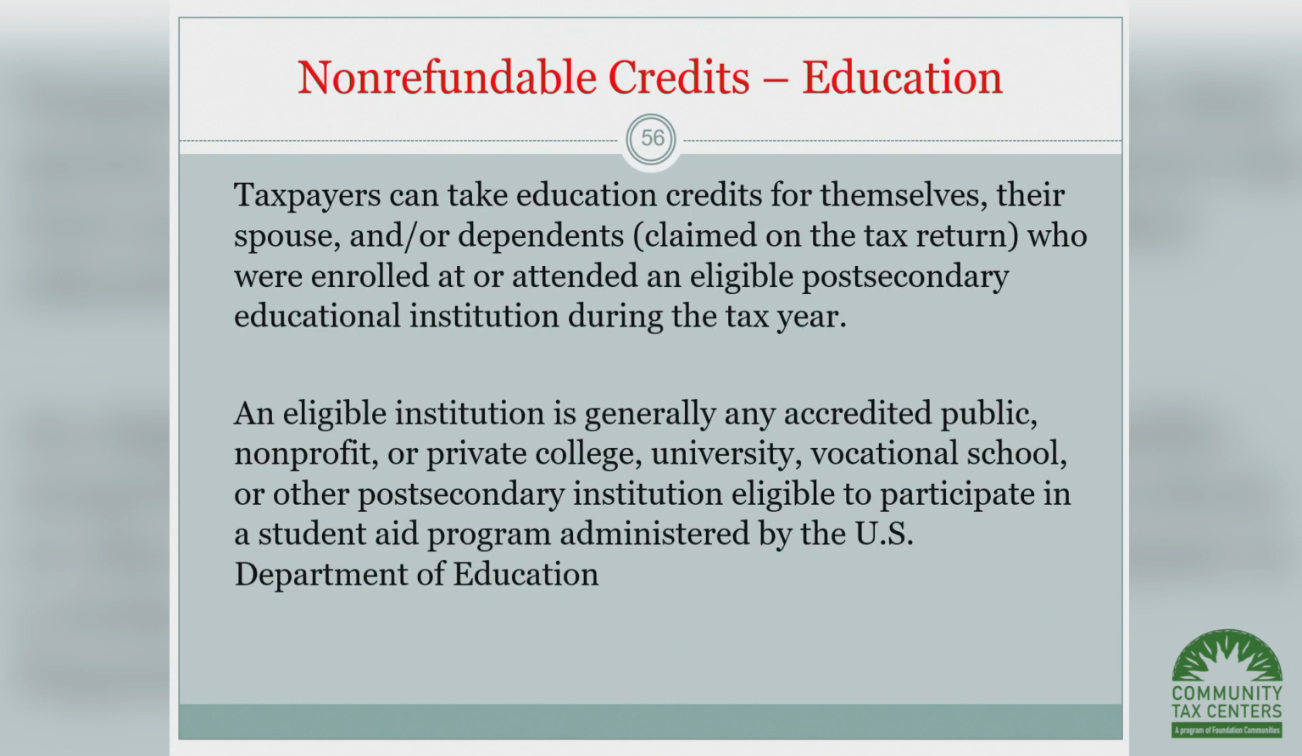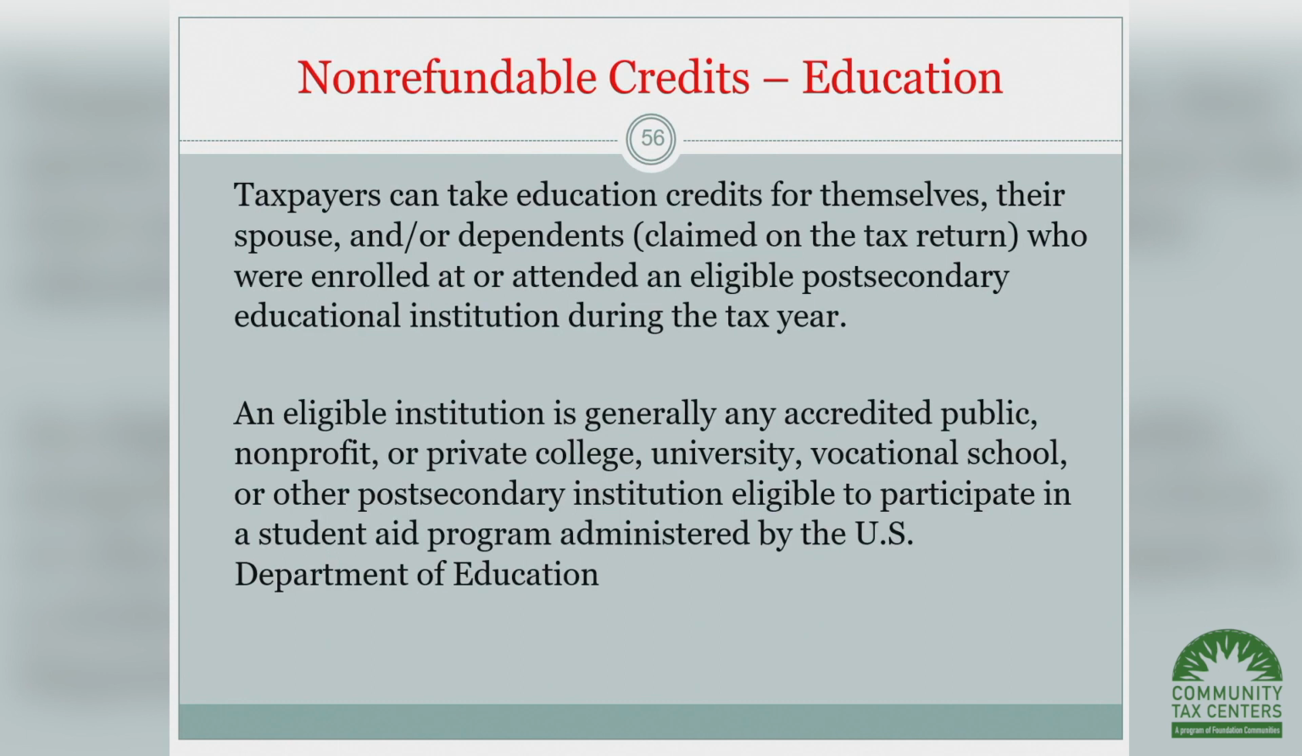So for education, taxpayers can take education credits for themselves, their spouse, or their dependents to be claimed on their tax return who are enrolled or attended an eligible post-secondary educational institution during the tax year. An eligible institution is generally any accredited public, nonprofit, or private college, university, vocational school, or other post-secondary institution eligible to participate in a student aid program administered by the United States Department of Education.